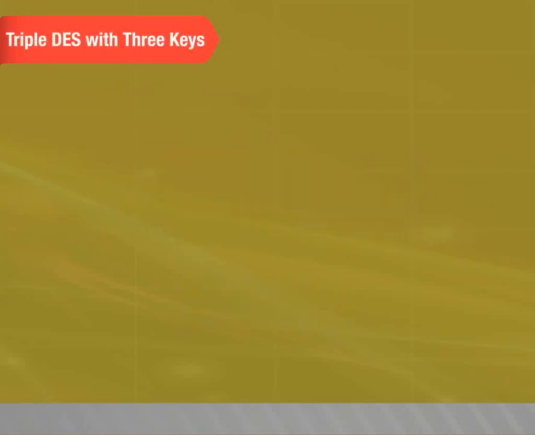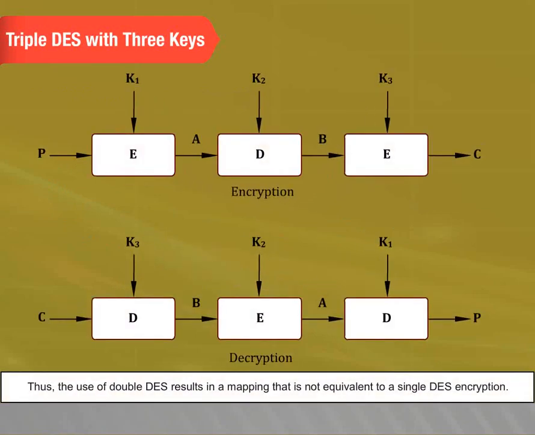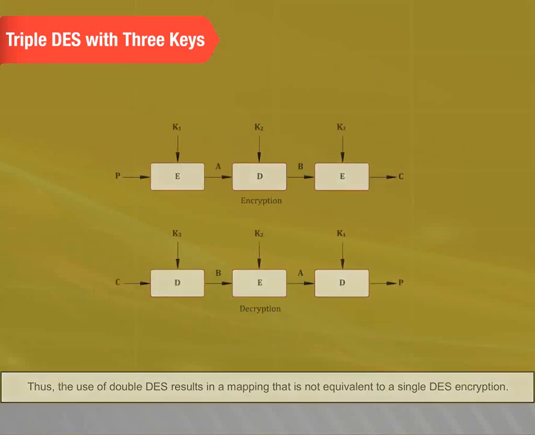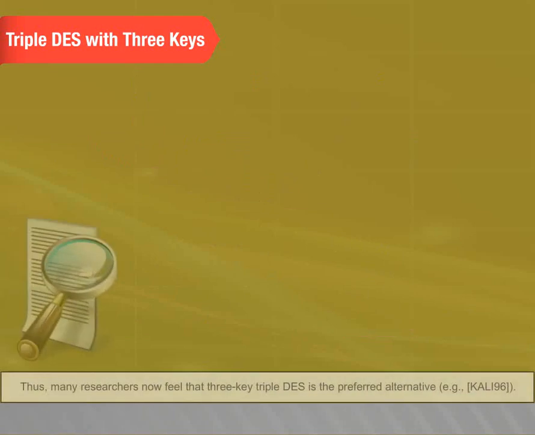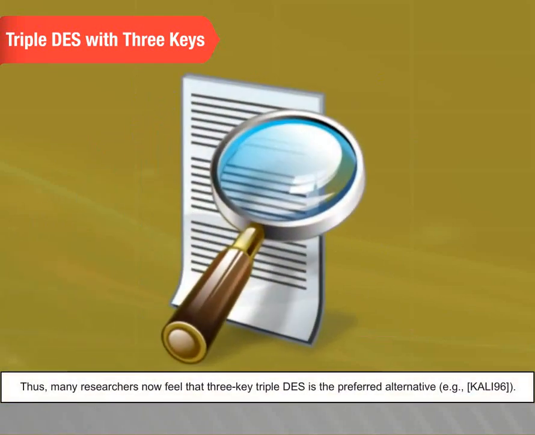Triple DES with 3 keys. Thus, the use of double DES results in a mapping that is not equivalent to a single DES encryption. Thus, many researchers now feel that 3-key triple DES is the preferred alternative, for example, Kali 96.